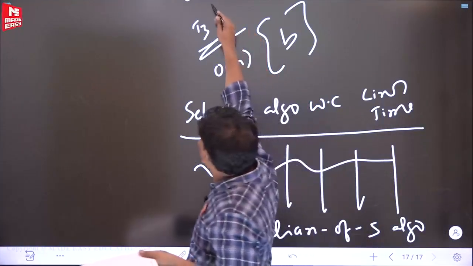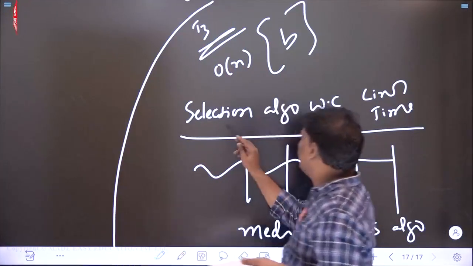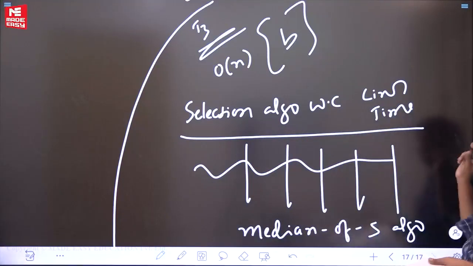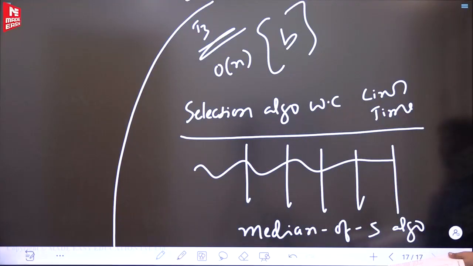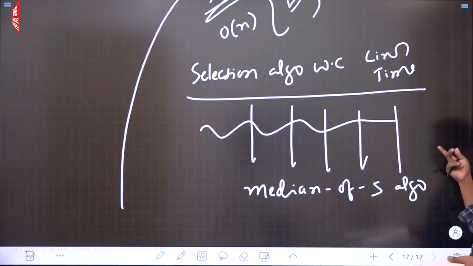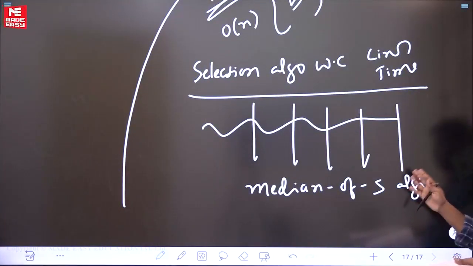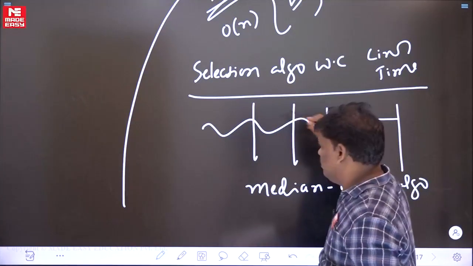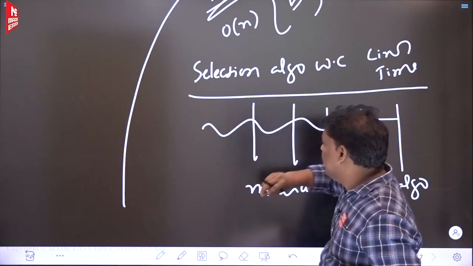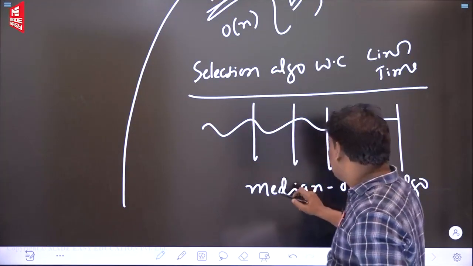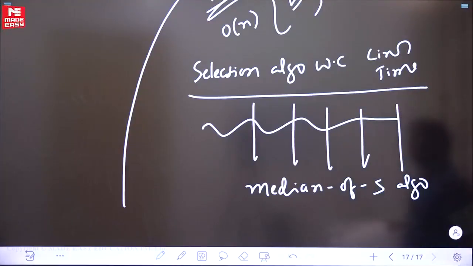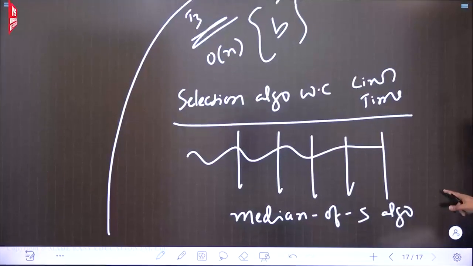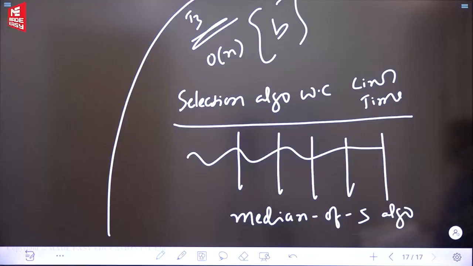If you want, you can read it on your own. I said also, in the core material, one title is there: selection algorithm, worst case time, linear. How is it? You will divide the given array not into 2 parts, but 5 parts. After dividing the array into 5 parts, in every part you will find the median. In the first part you find the median, in the second part you find the median. That is the reason it is called the median of 5 algorithm. Its purpose is finding the kth smallest element in the given array, with time complexity order of n in every case.